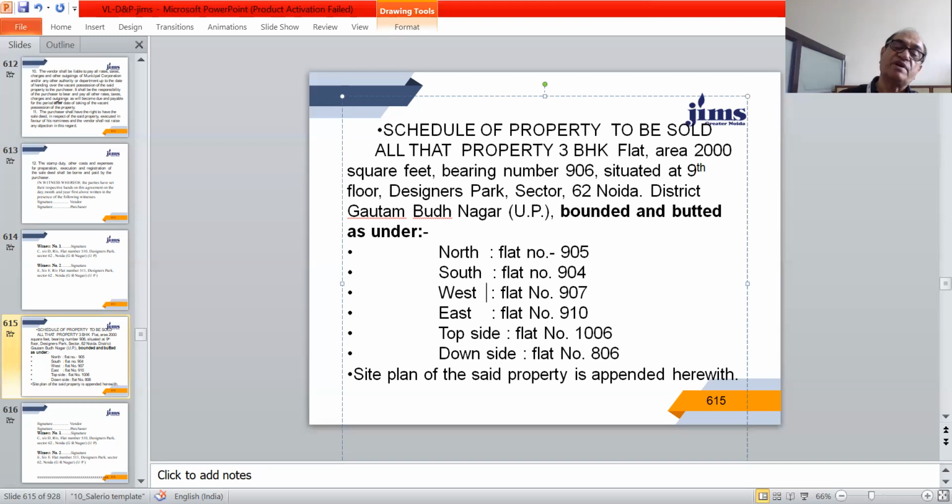And dear students, nowadays, since multi-storey buildings are constructed in the NCR area, in the schedule of property you are supposed to mention what is on the top of the flat to be sold. So the top side is flat number 1006 and the downside is flat number 806. And the site plan of the said property is also to be appended in the sale deed.